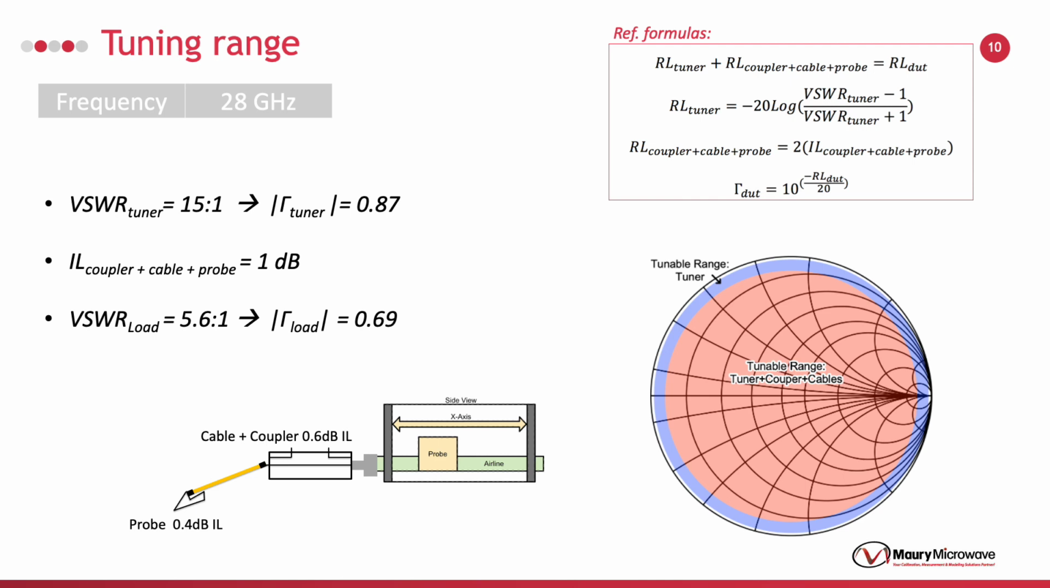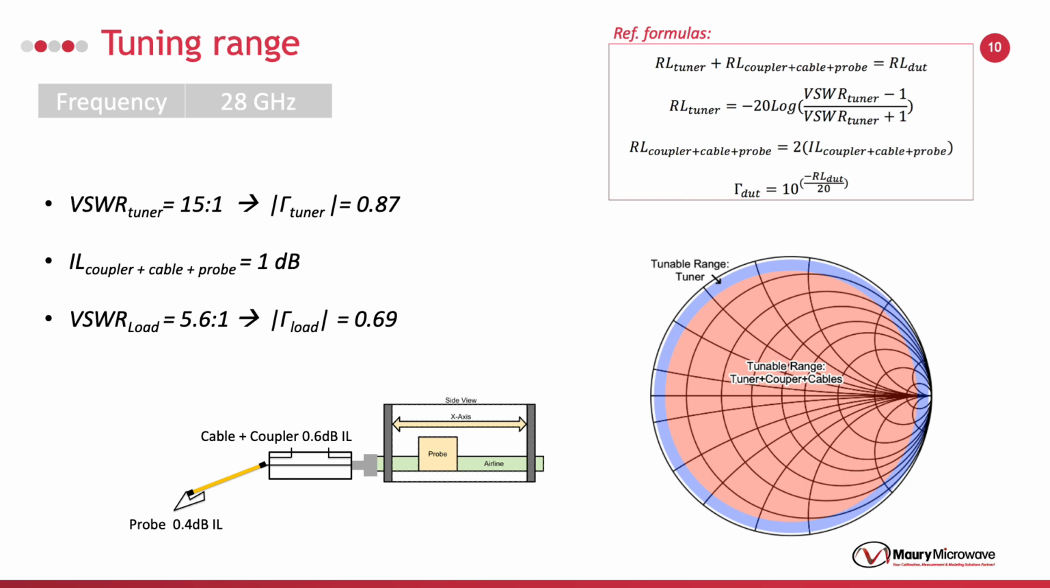Tuning range. As we mentioned earlier, VSWR, or highest reachable gamma, is a critical parameter for the selection of a tuner. We typically refer to it as tuning range. It is important to understand the actual value at the DUT depends on what you have between the tuner and the DUT. The reflection signal will in fact be reduced by the insertion loss of the components. For on-wafer measurements, it's common to have a probe, cable, and coupler.